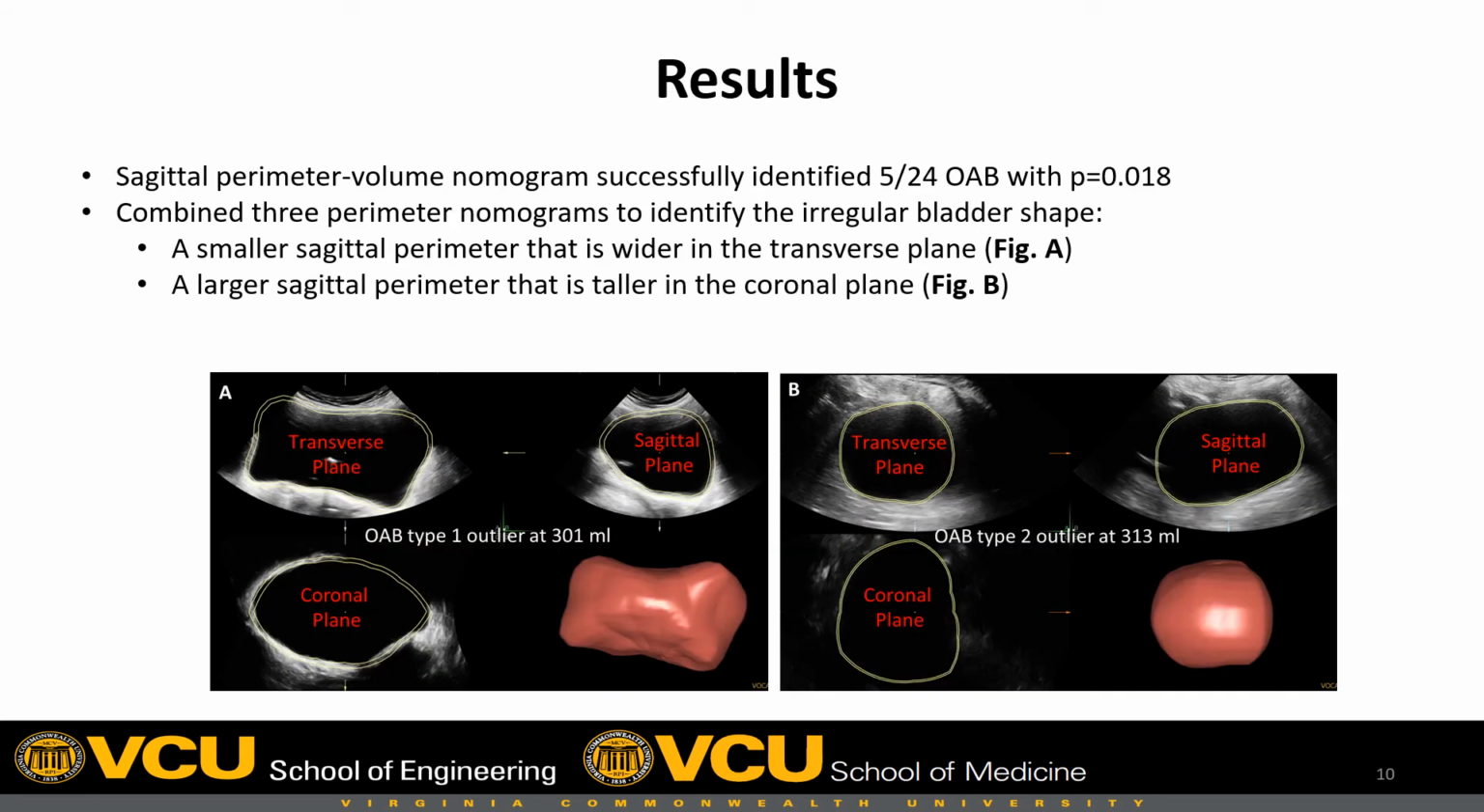For the results, the sagittal parameter volume nomogram successfully identified 5 out of 24 OAB with a p-value of 0.018. If we combine 3 parameter nomogram to identify the irregular bladder shape, we can find a smaller sagittal parameter that is wider in the transverse plane, and also a larger sagittal parameter that is taller in the coronal plane.